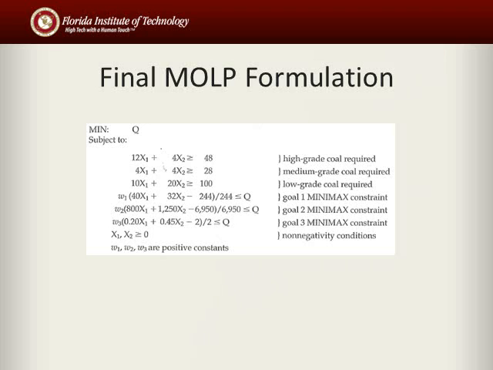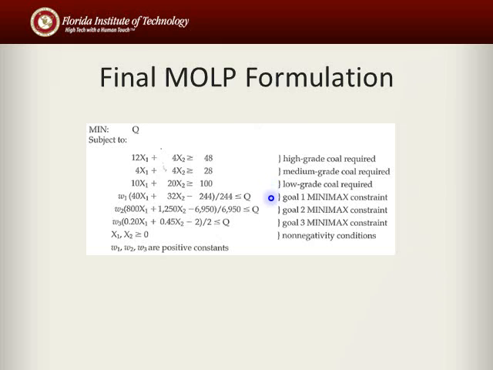This is the final formulation of the problem. Our objective is to minimize the maximum deviation. So it's going to minimize the maximum deviation from the goals, and these Q parameters, or the deviations, are the right-hand side values for each of our constraints. We have our 3 hard constraints related to high-grade coal requirements, medium-grade coal requirements, and low-grade coal requirements.